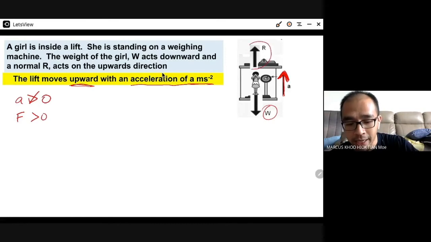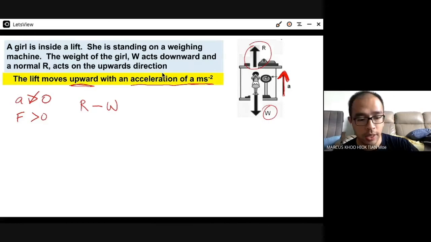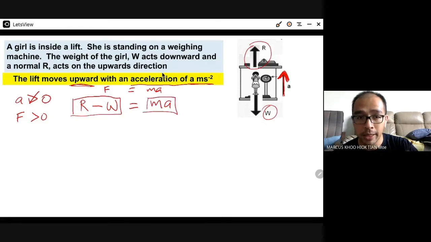Therefore, in this case, R is bigger than W. So kita punya resultant force will be R minus W. Okay, do you see that? R minus W will be equals to MA lah. Kalau saya pakai F equals to MA kan, the resultant force cara pertama mesti sama dengan the resultant force cara kedua. But the resultant force must follow the direction of the acceleration.